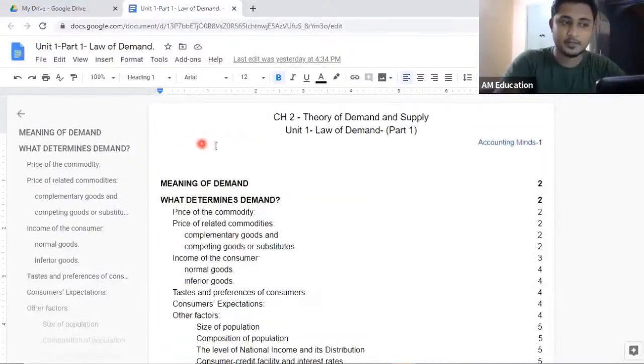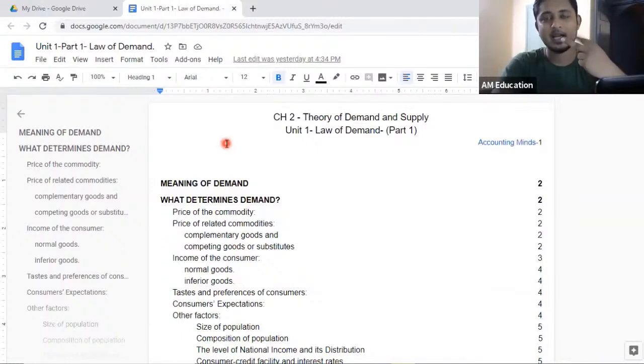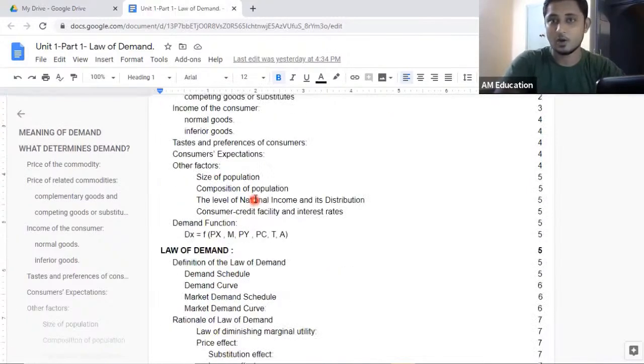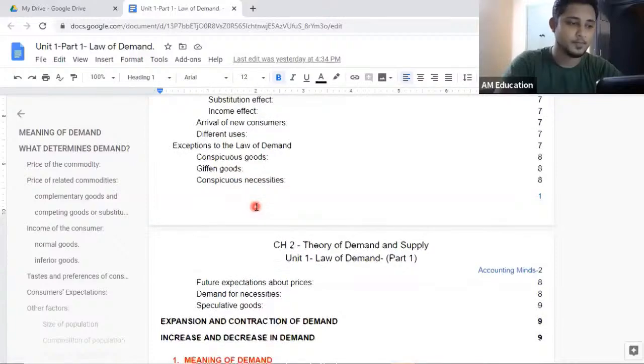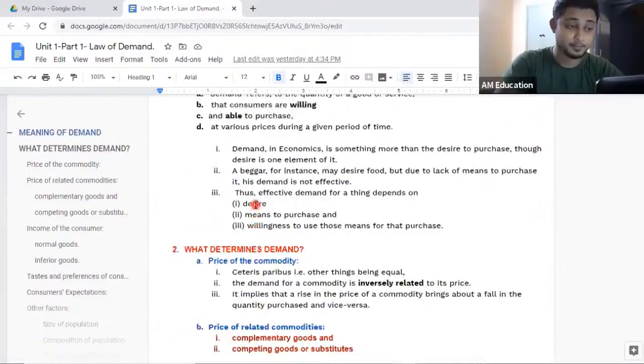So this is the first unit. The first unit is about two things: law of demand and elasticity. But before knowing what is law of demand or what is elasticity of demand, let's go through what is demand, and then go on to what are the other laws and elasticities. Cool.